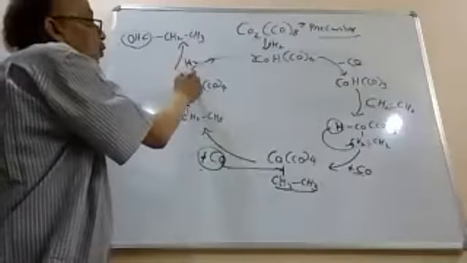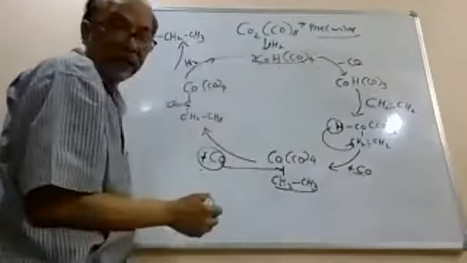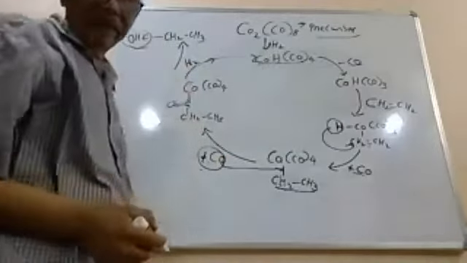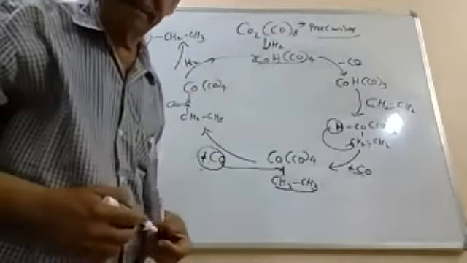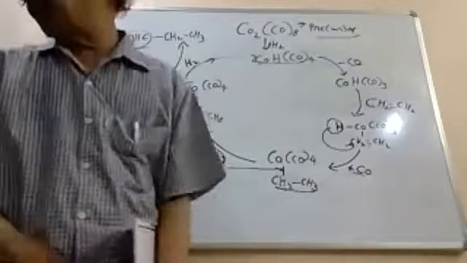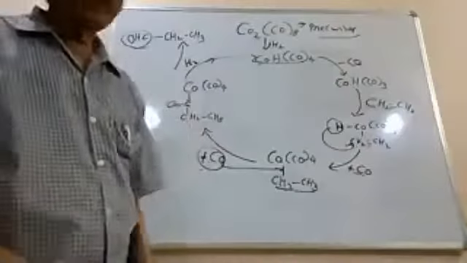One of the hydrogens goes with the cobalt to make the original catalyst, and the next hydrogen adds to this carbon to make the aldehyde. So how beautiful it is, you see. Am I clear on this? Any questions? Where did the CO4 go?